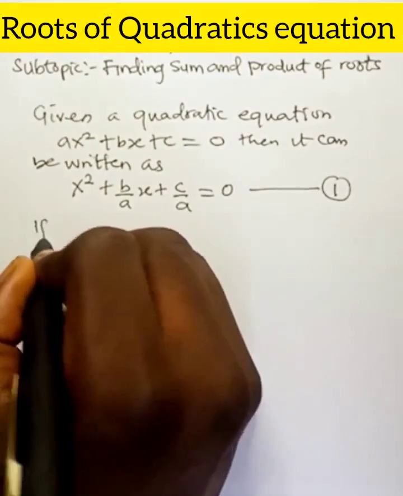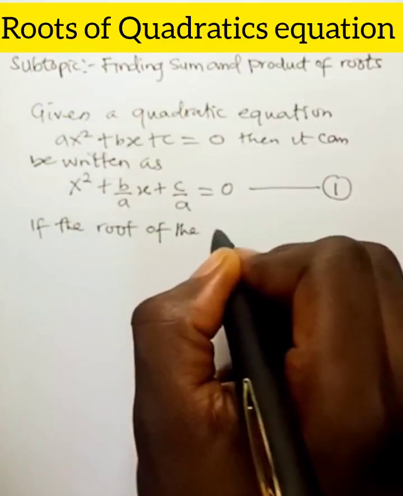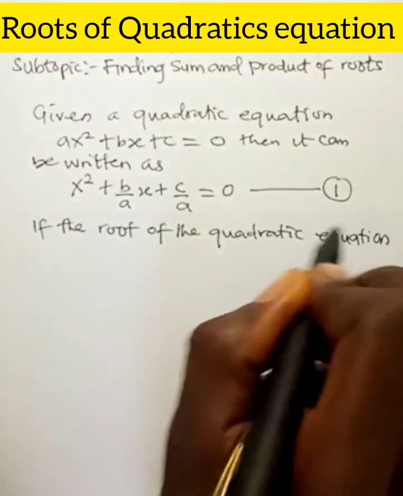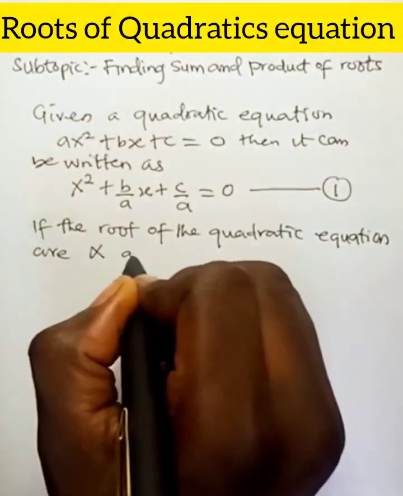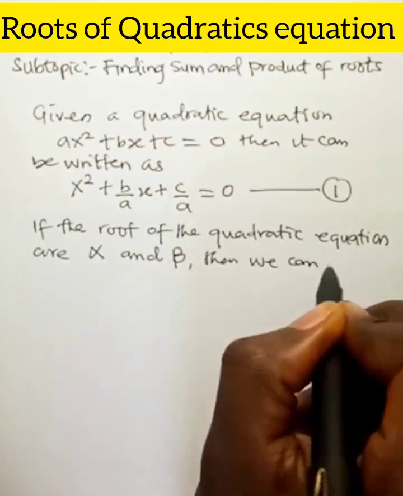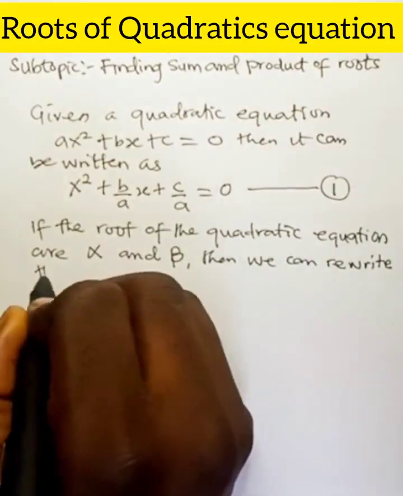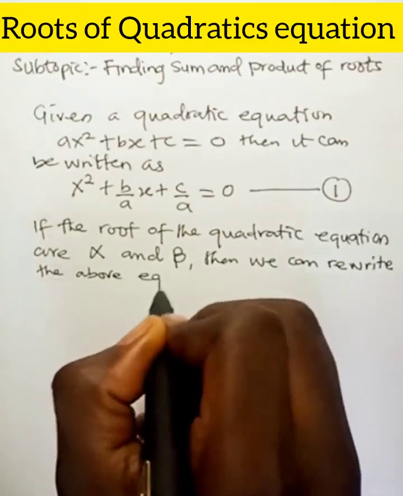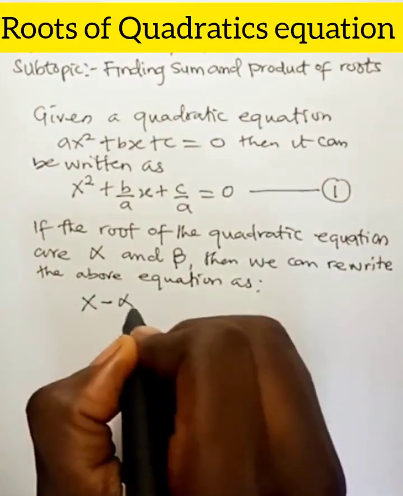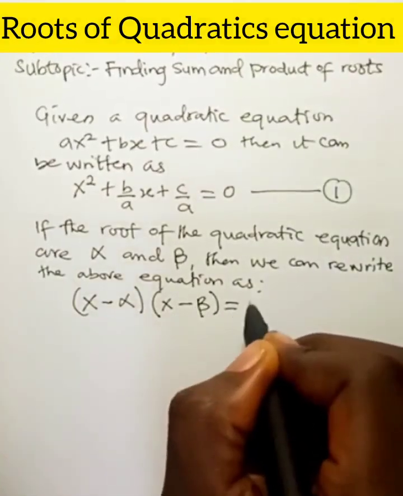Then if the roots of the quadratic equation are alpha and beta, then we can write the above equation as x minus alpha multiplied by x minus beta equal to 0.